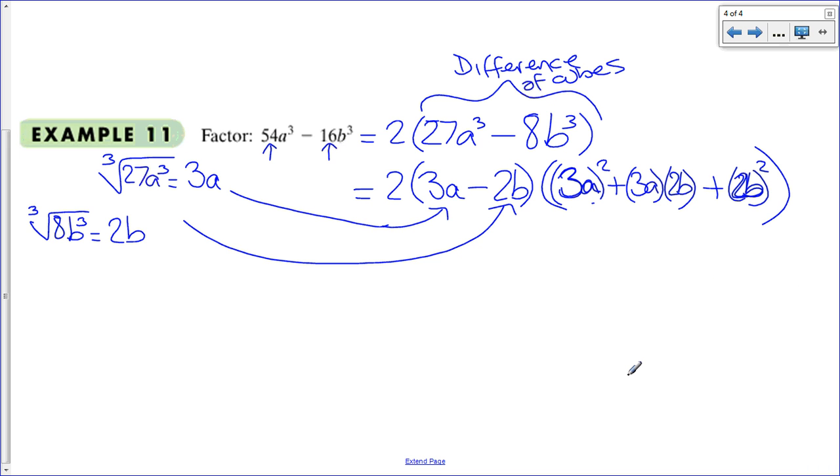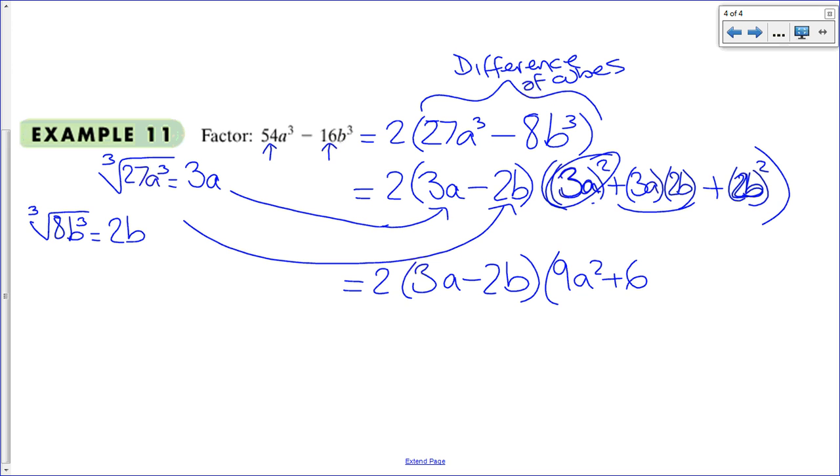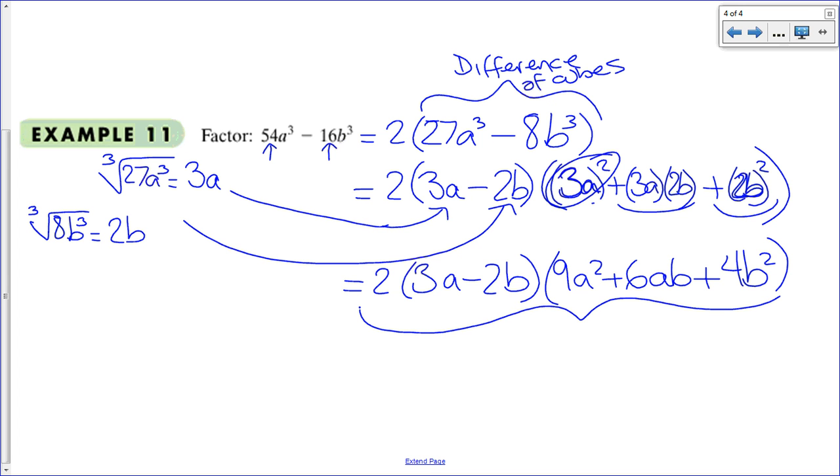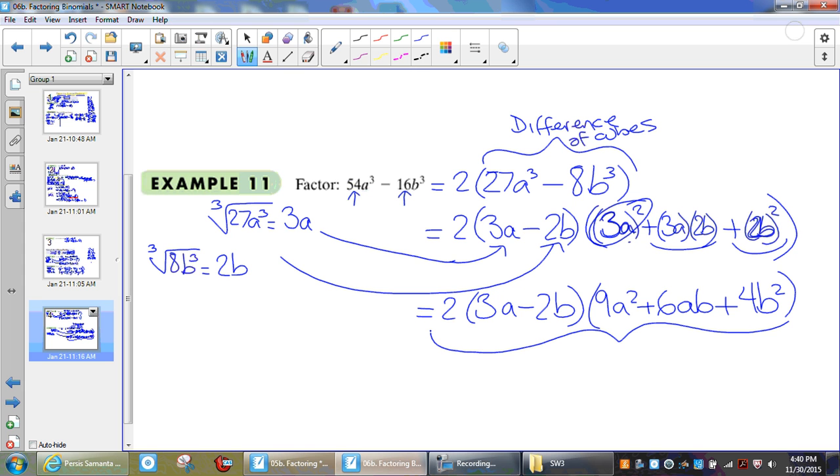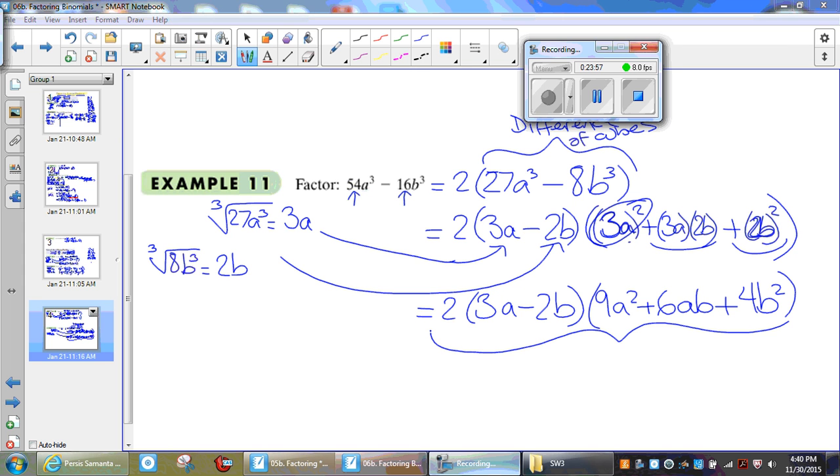So now just to finish this problem up, 3a squared, we also square the coefficients, so that's 9a squared. Here we multiply the coefficients, 3 times 2 is 6, a times b is ab. And here 2b squared, that will be 4b to the second power. And so this will be the final answer for your factorization. And this concludes the video.